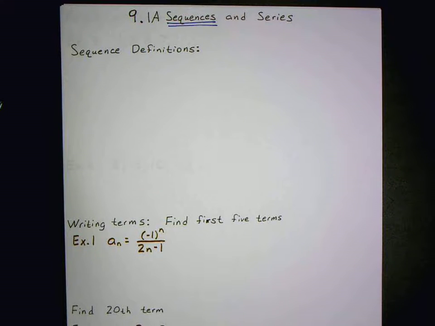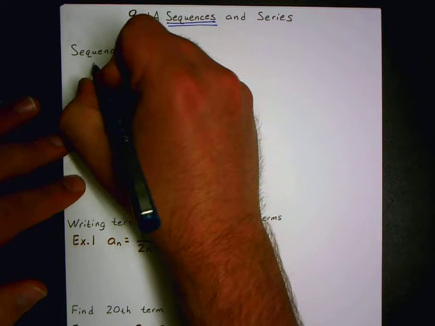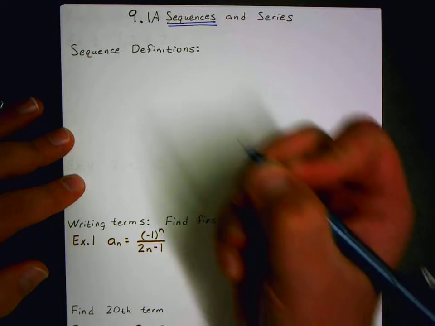Sequences are just your number patterns. If I tell you to list out all your even numbers and you go 2, 4, 6, 8, and onwards forever, that's a sequence. So any number pattern you come up with, that's a sequence. We have two types of sequences. Well, here, let's do this first.